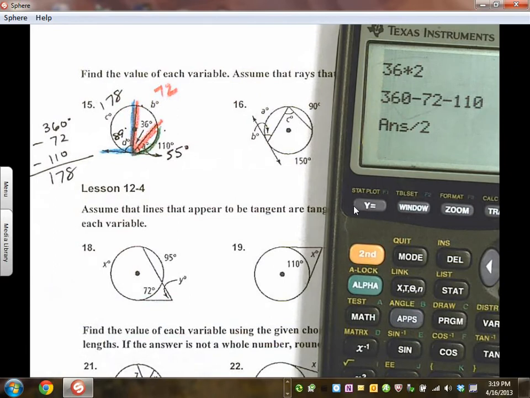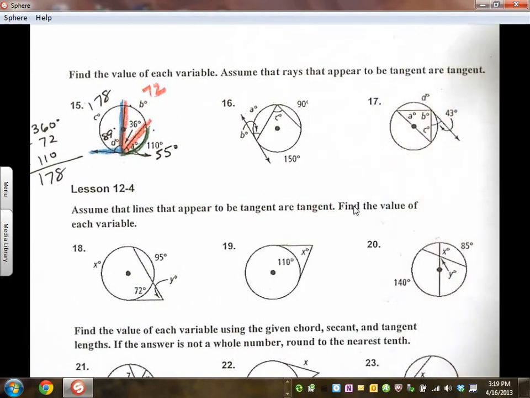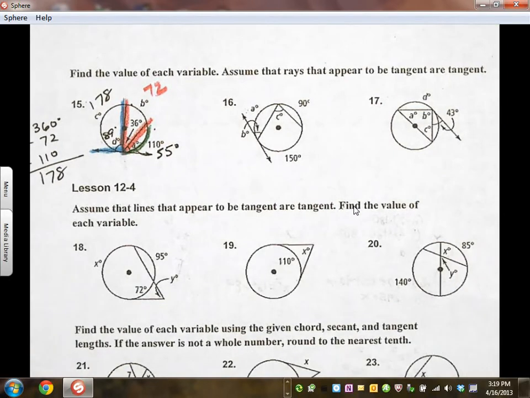Hopefully you're recognizing that inscribed angles are on the circle. Central angles, which are congruent, are on the center. And then we have our little ways where we've got to add two arcs. And that's when it's not on the circle or on the center. Okay?